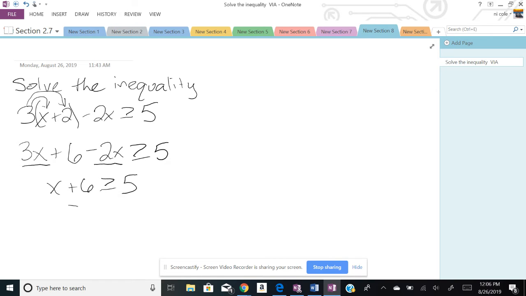Okay, now I'm going to subtract that 6 because it's a little bit pesky and it's on the wrong side, leaving me x is greater than or equal to -1. Okay, so just like any of our other solving rules, they have not changed. Those rules all stay the same. It's just now we have an inequality instead of an equal sign. So don't let it panic you guys.